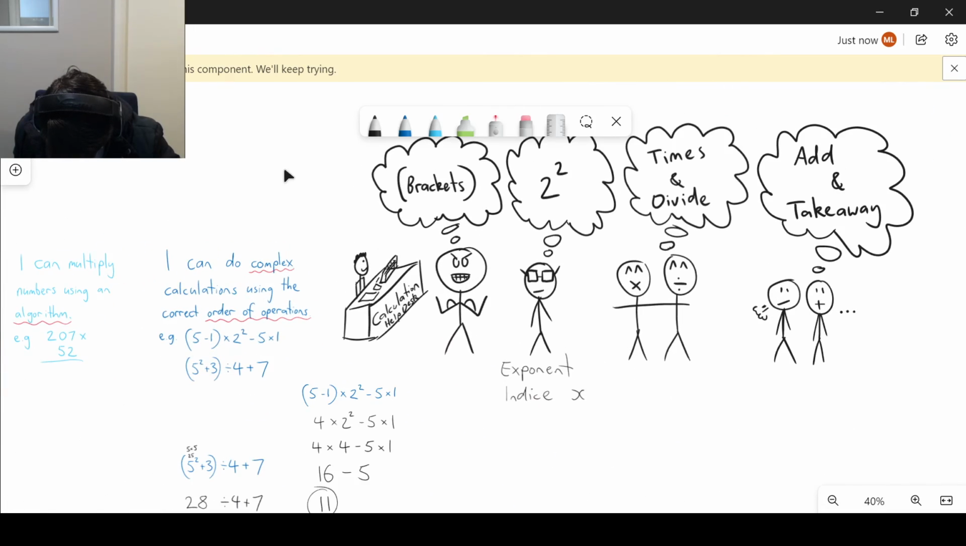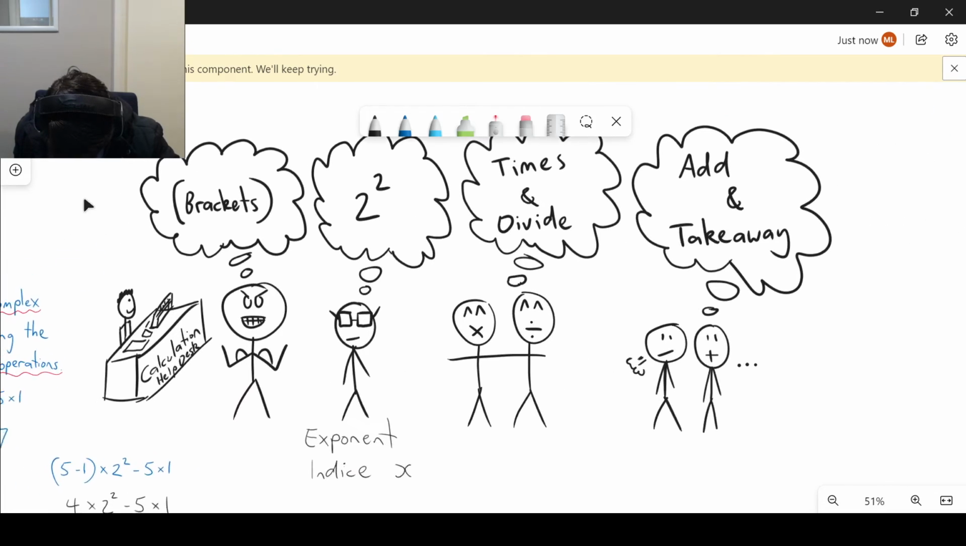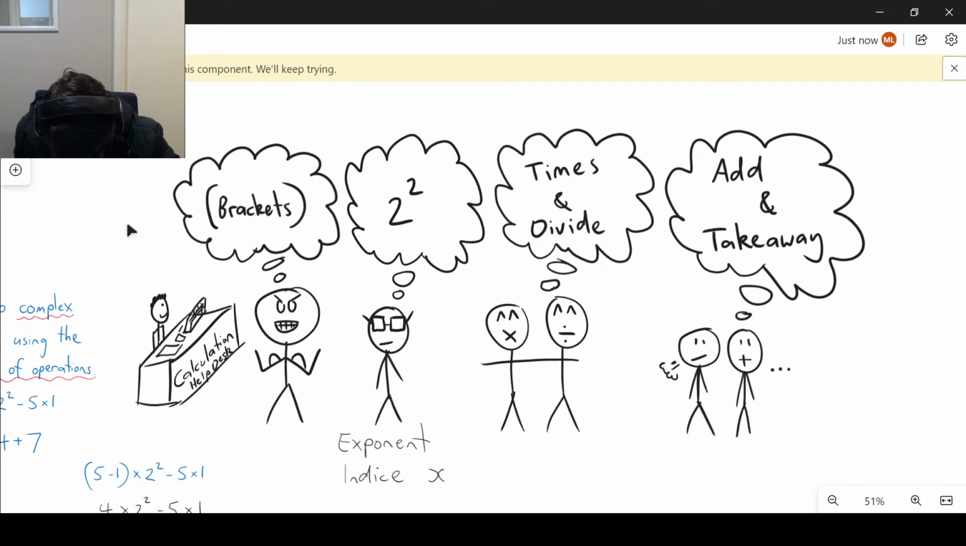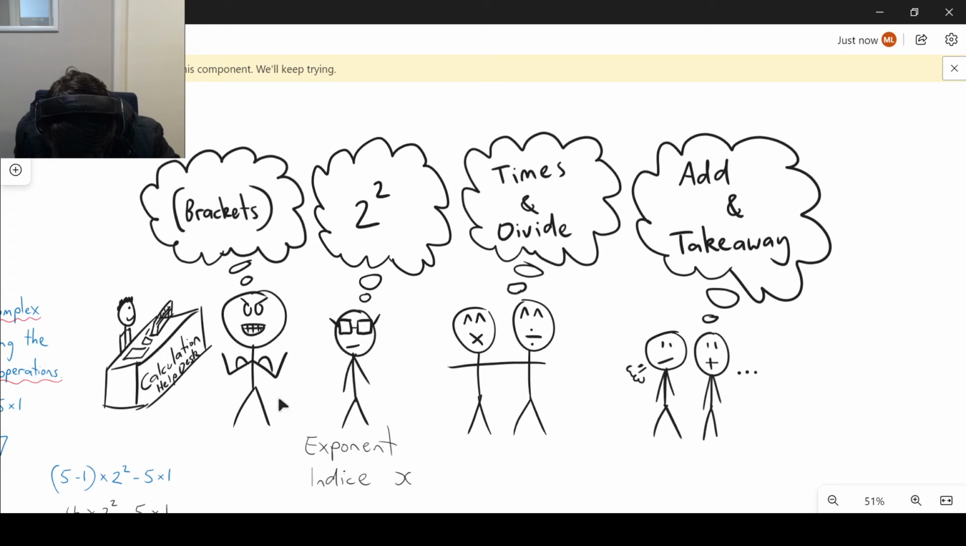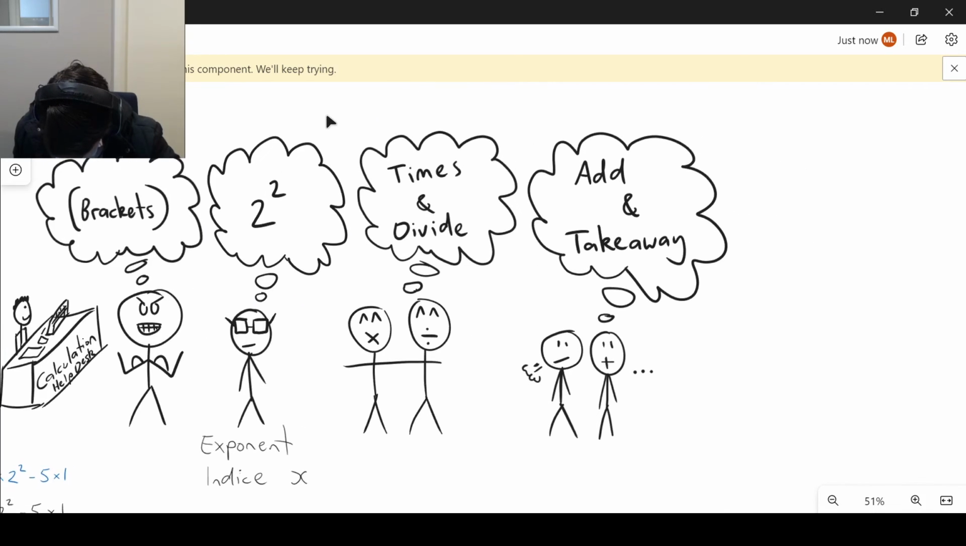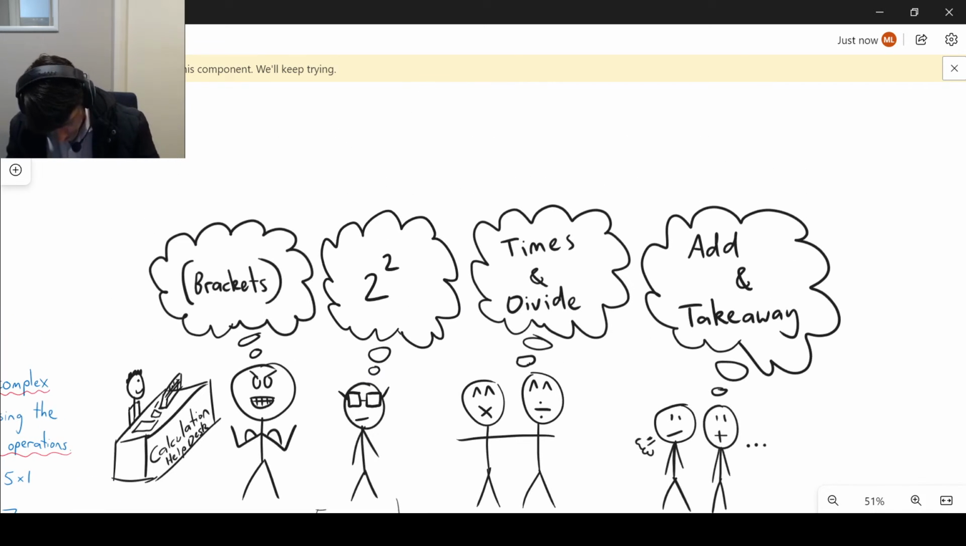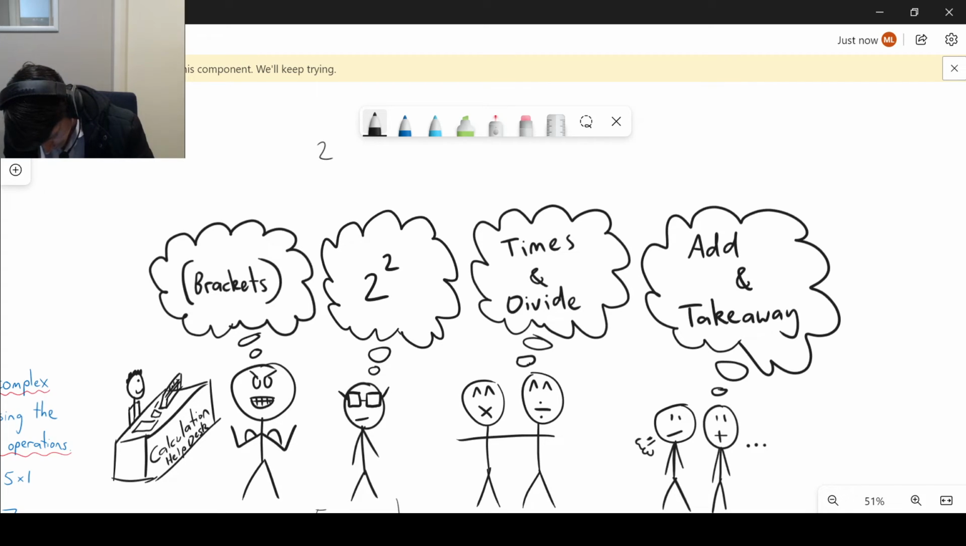So just to recap, when we're doing our calculations, the little help desk, brackets always is the first one to get helped and solved. The next one is the exponents or the indices. That's the ones with the little number above. Could be a 2, could be a 3, which means how many times you times that number by itself. So a little 2, so x times 2, that means x times x.